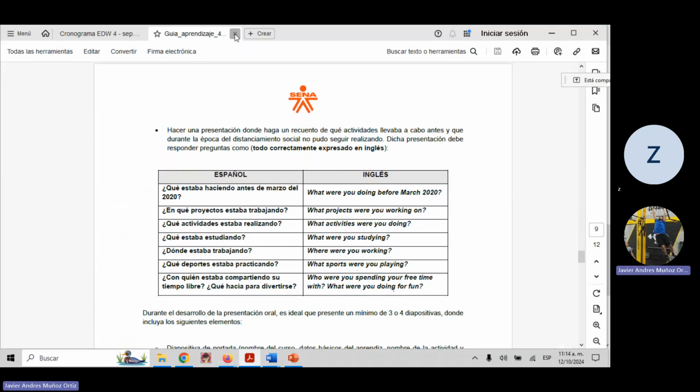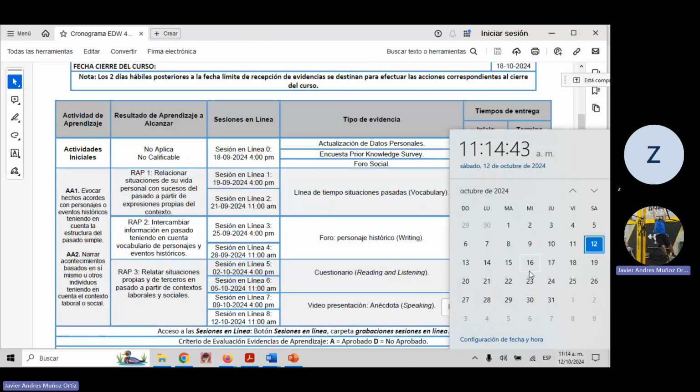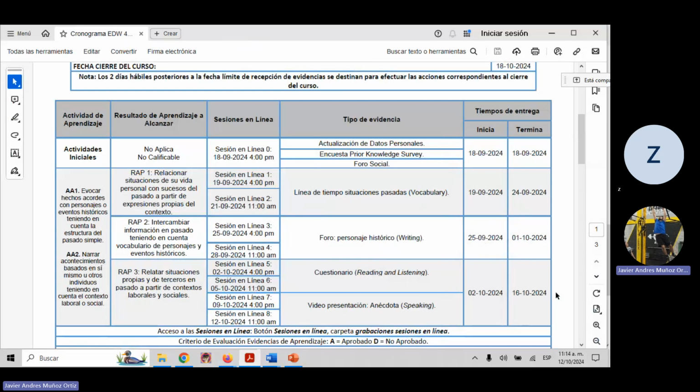Thank you, Learning Guide, so much. Thank you, schedule. Remember that you have until the 16th of October, I mean next Wednesday, I guess. Yes, Wednesday, to complete all the activities because on the 17th the platform is not going to be available for you. Okay, so just take that into account.